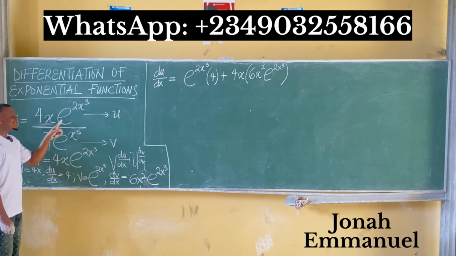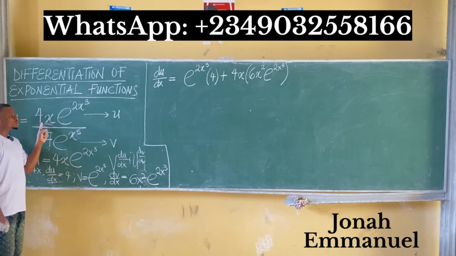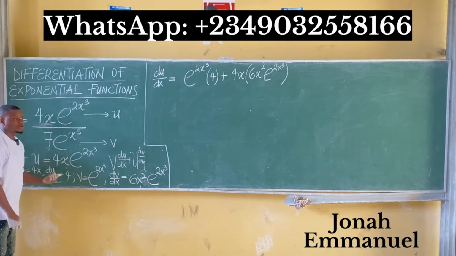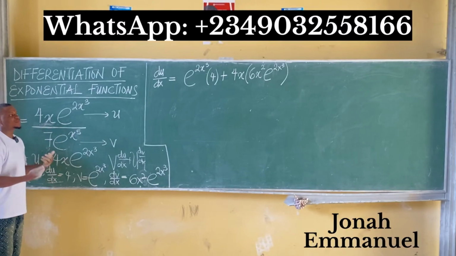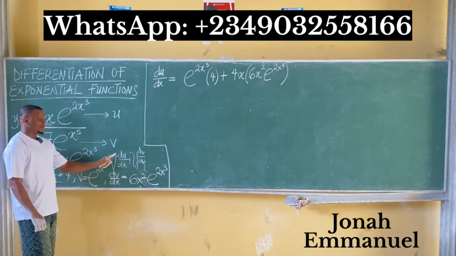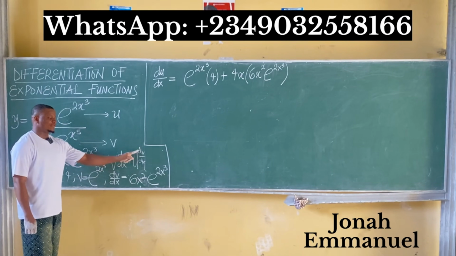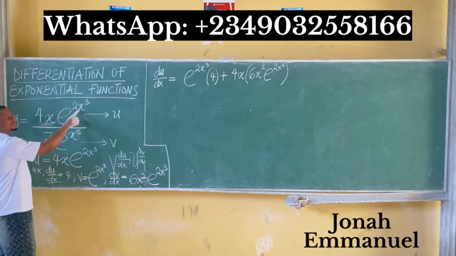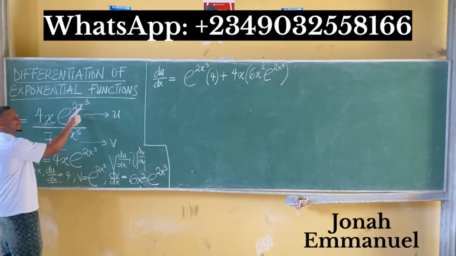Now, in trying to get du dx here, look at this. You observe that in the numerator, you have two terms multiplying, hence it becomes a product rule. So in getting du dx, you have to use the product rule, which is v du dx plus u dv dx. What is v? V is your first term here, which is exponential 2x cubed.